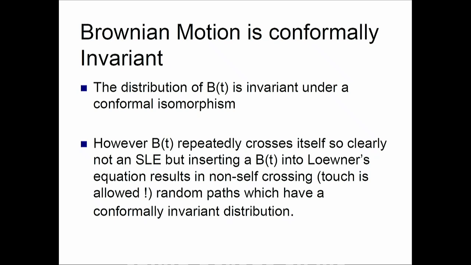However, Brownian motion is allowed to repeatedly cross itself. It's the motion of a Brownian particle, and if you've ever seen it under a microscope, it continually crosses itself. SLE doesn't. When it goes inside the Loewner equation, the produced path does not cross itself anymore. So B of t as a candidate for critical curves, although it is conformally invariant, is a bad candidate because we cannot have self-crossing in interfaces, critical interfaces.